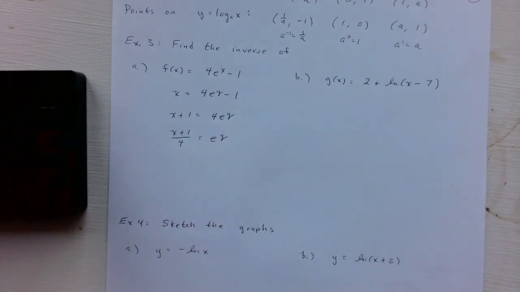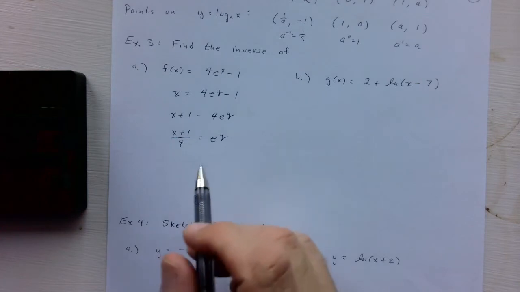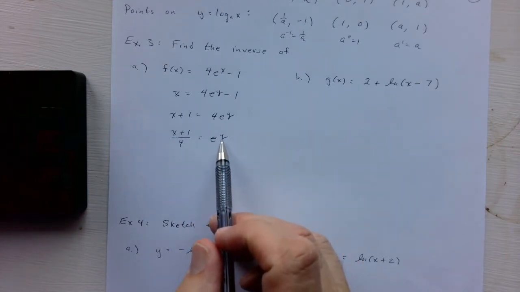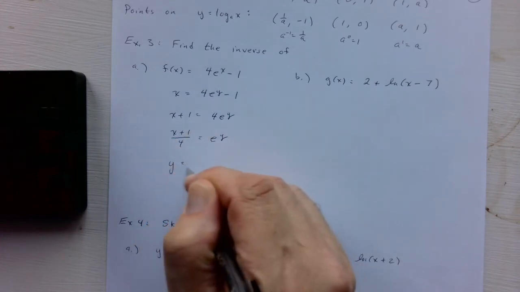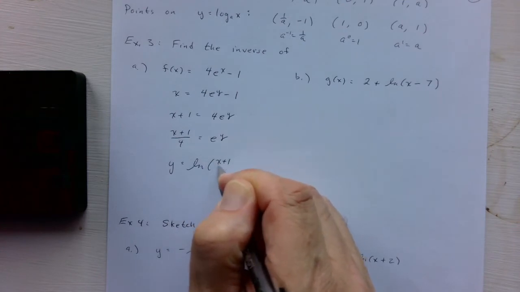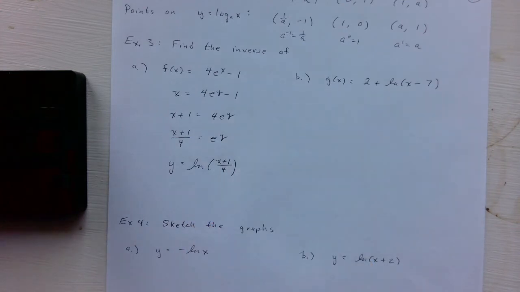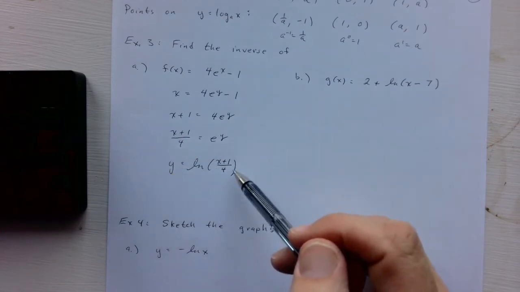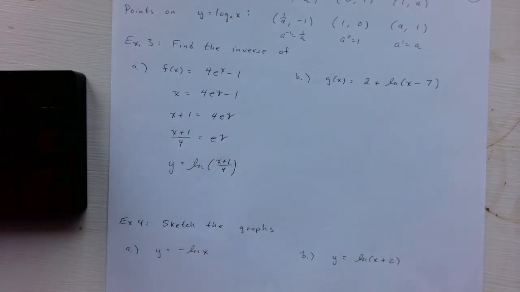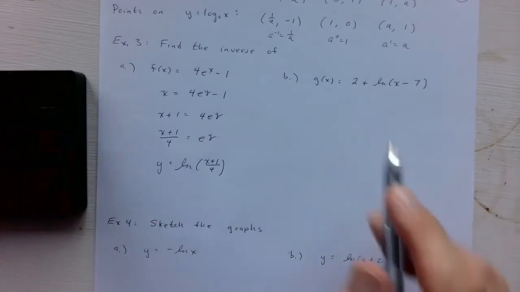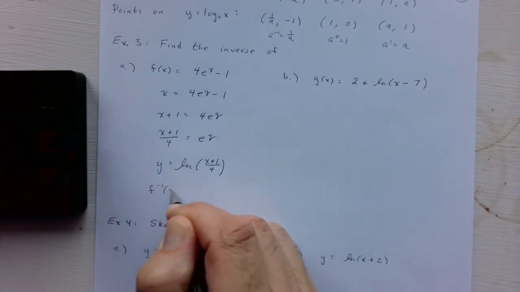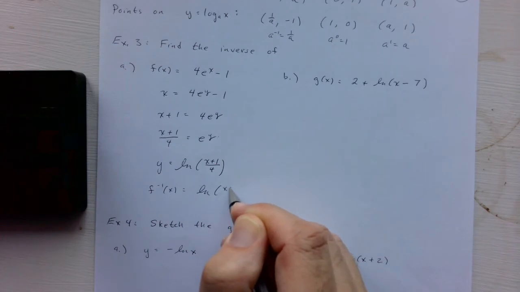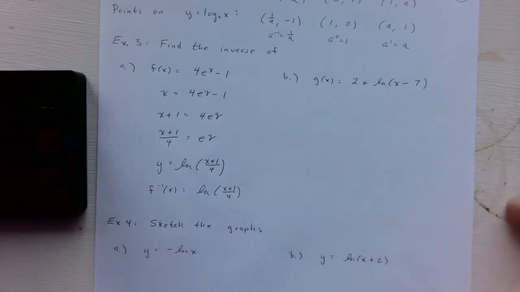Now because of logs, if we know what e to the y is, we basically know what y is. This says that y is the number you raise e to get (x plus 1) over 4. So y is going to be the natural log of (x plus 1) over 4. This is just the logarithmic statement of this exponential statement. So f inverse of x is going to be this. Now move to example B.